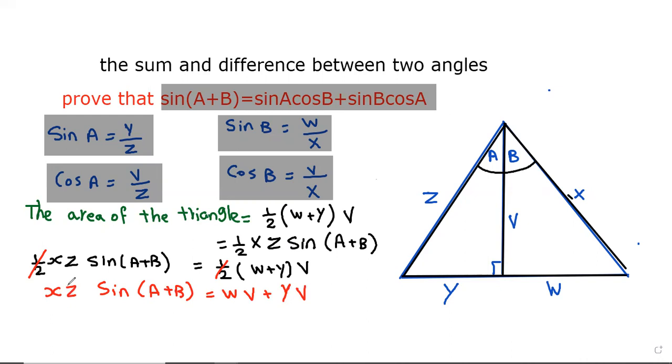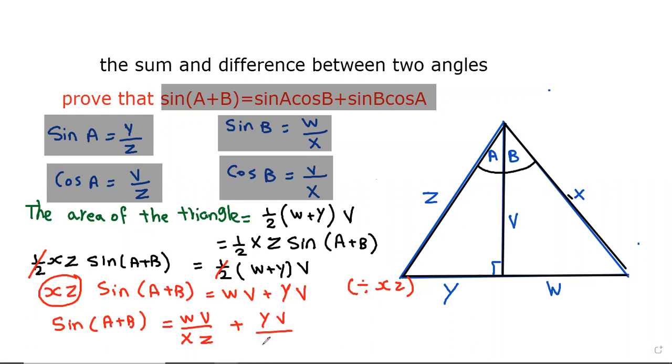I want to get rid of xz, so divide both sides by xz. When dividing by xz, we are going to get sine(A + B) equals wv divided by xz plus yv divided by xz.